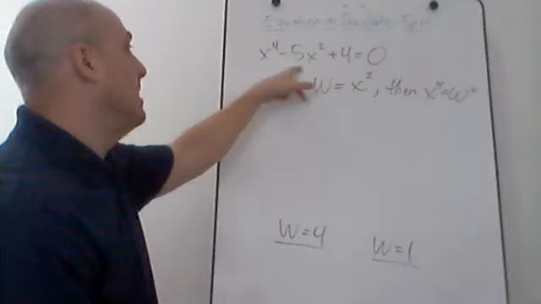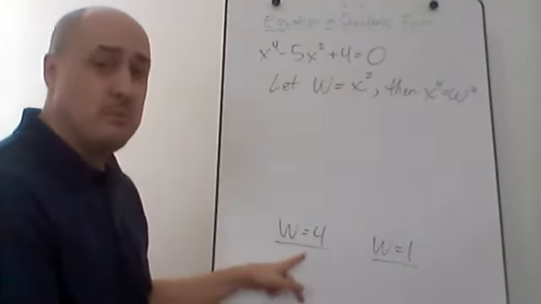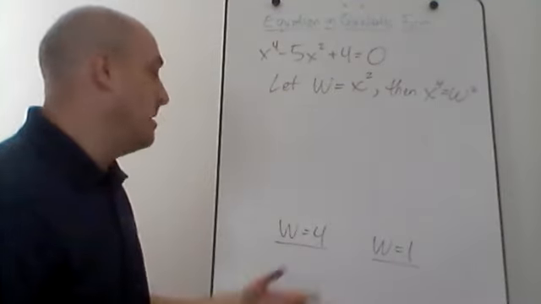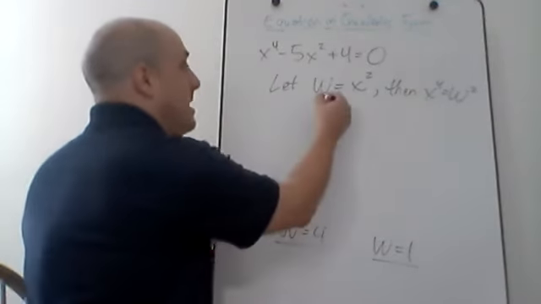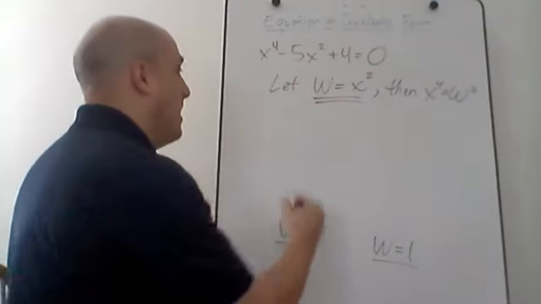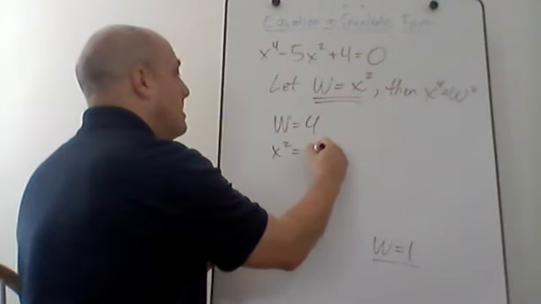If this is my equation, x to the fourth minus 5x squared plus 4 equals 0, and I say the solution is w equals 4, that doesn't make any sense, right? w is not the variable that we had in that original equation. So I go back to my definition here. w is equal to x squared, right? So if w equals 4, that means that x squared is equal to 4, right?